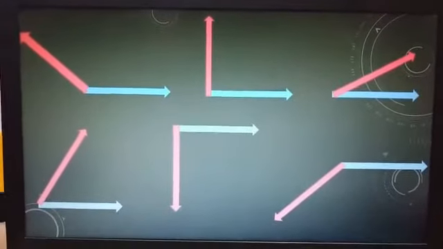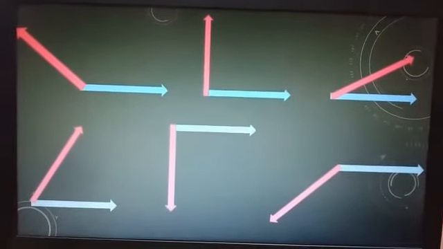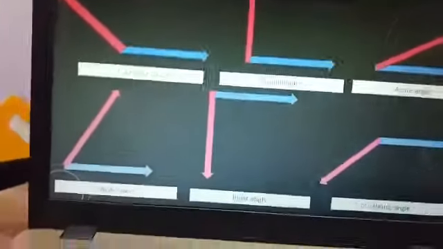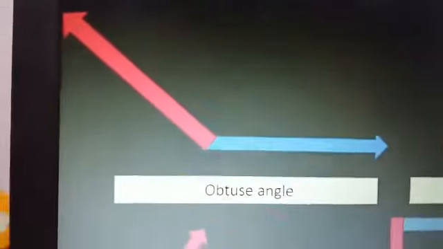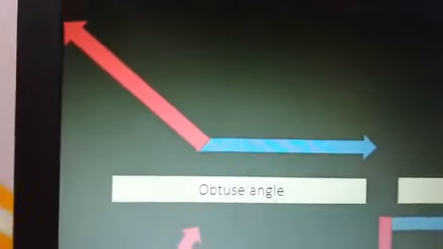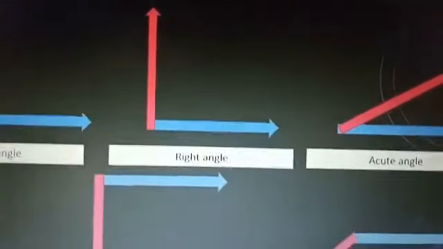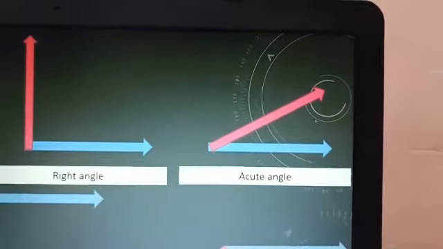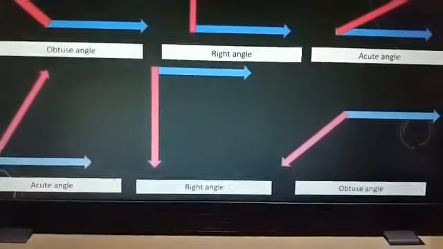Now identify the given angles into their types. As we observe, the first angle is greater than 90 degrees, so this is an obtuse angle. As we observe this angle, it is a 90 degree angle, thus it is a right angle. This angle is an acute angle as it makes an angle less than 90 degrees, and thus we identify the other three angles too.